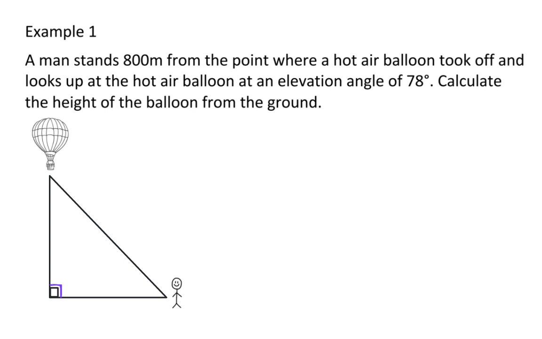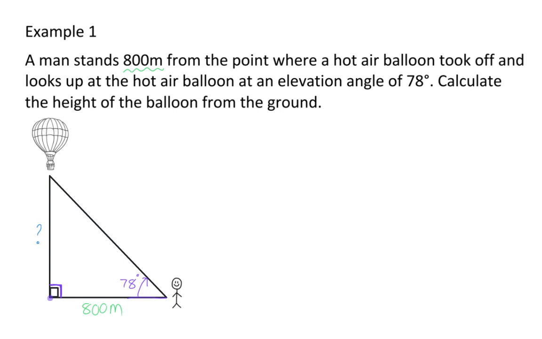Now we need to add all the information on our sketch. They say that the man is standing 800 meters from the point where the balloon took off, so that is 800 meters horizontally on the ground from the point where the balloon took off. Next, we are told that the angle of elevation is 78 degrees. Remember, that angle is measured from the horizontal upwards, and this angle is given as 78 degrees. We are asked to determine the height of the balloon from the ground.